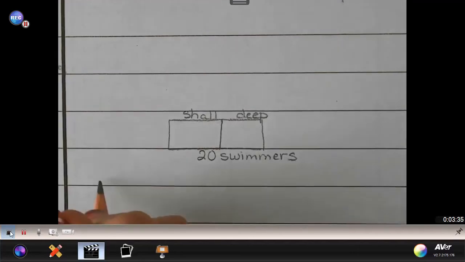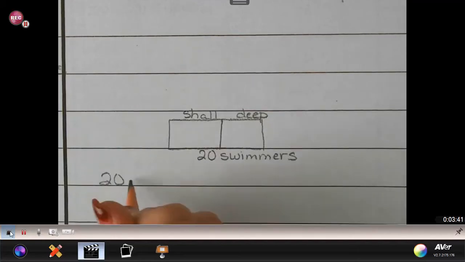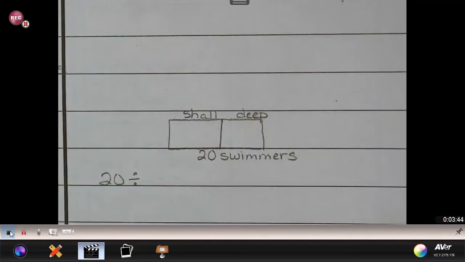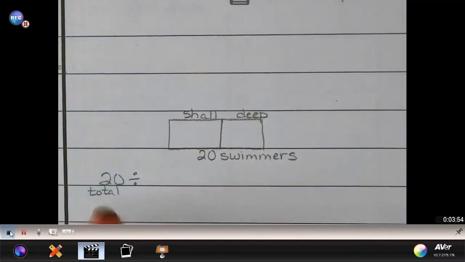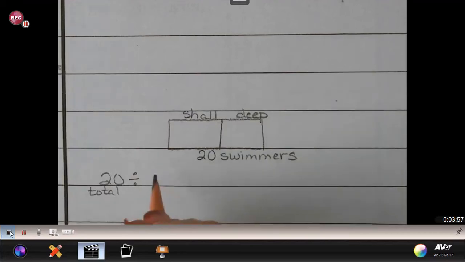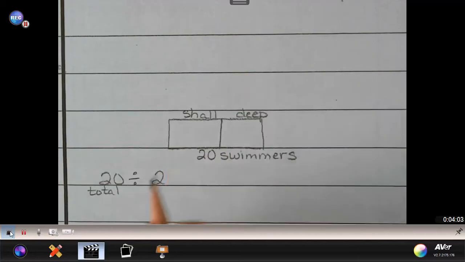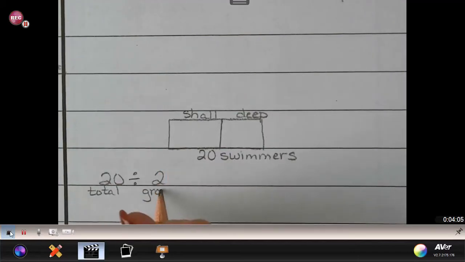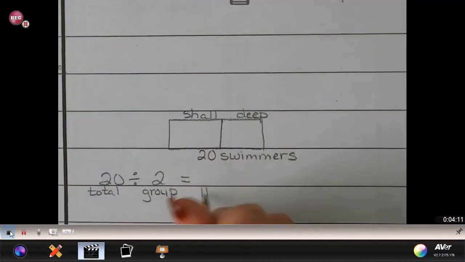So what I'm doing here is an example of a division problem. We're being introduced to the idea of division. When we say we have 20 total swimmers, that's what division is. Just like subtraction, we start with our total, and we're taking it apart into 2. These are my 2 parts, or my 2 groups. With division, it's just the opposite of multiplication. We're looking for the number of swimmers in each group.